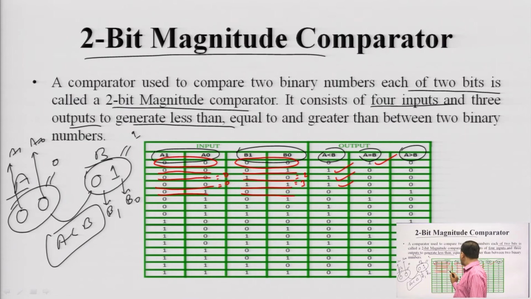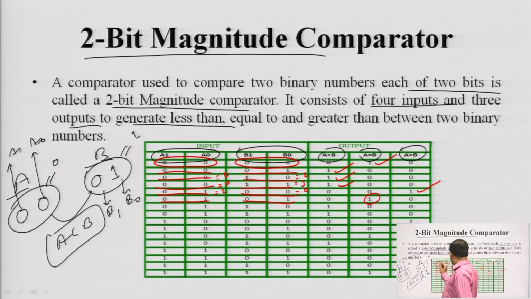So, now 0 1 means decimal 1 and 0 0 means decimal 0. So, in this case A is greater than B. So, we will put 1 in this column. Okay. Similarly, for 0 1 we are having this is also 0 1. So, A is 0 1 and B is also 0 1. So, both are equal. So, we are putting 1 in this, A is equal to B.